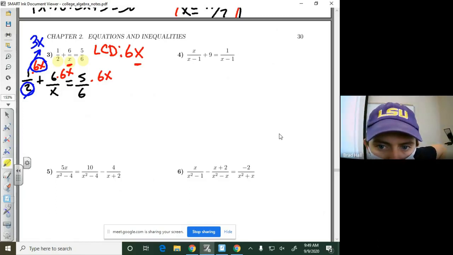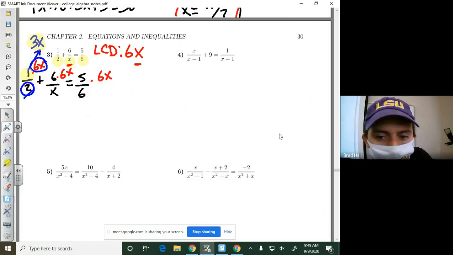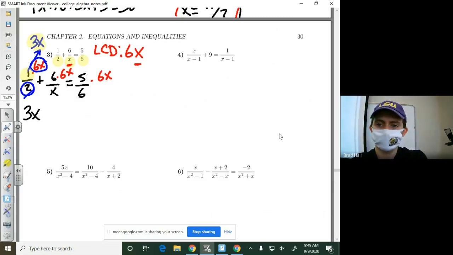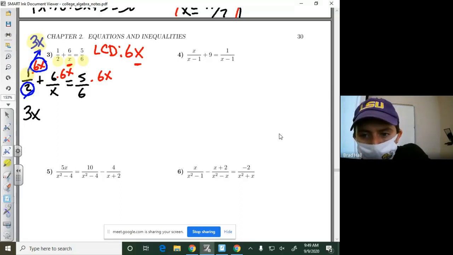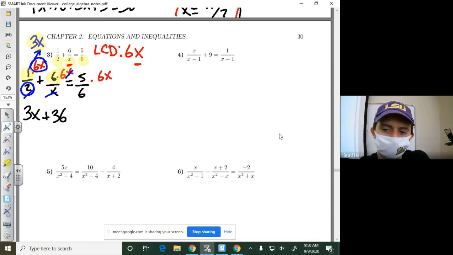So what are we left with? Technically left with a 1 and a 3x. So that's just 3x. For the next one, that x cancels out with that x. That's why we threw an additional x into the least common denominator, so that the x's would cancel. Then we're left with 6 times 6, 36.